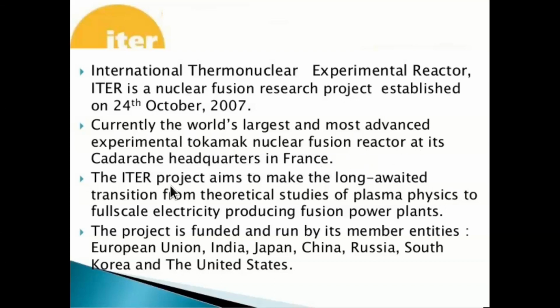The ITER project aims to make the long-awaited transition from theoretical studies of plasma physics to full-scale electricity producing fusion power plants. So that means essentially coming to reality, real use of the nuclear fusion power plant. So that is what the ITER aims at. The project is funded and run by its member entities, which include the European Union, India, Japan, China, Russia, South Korea and the United States, among other countries.